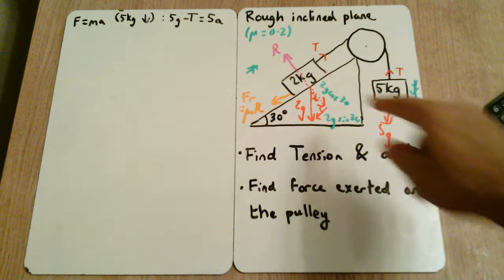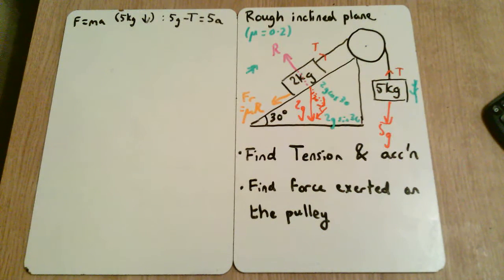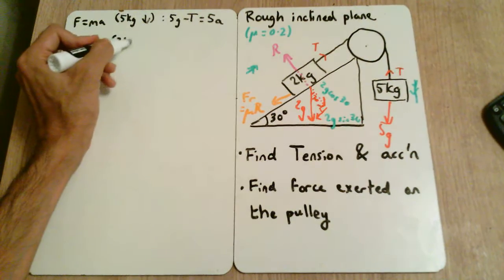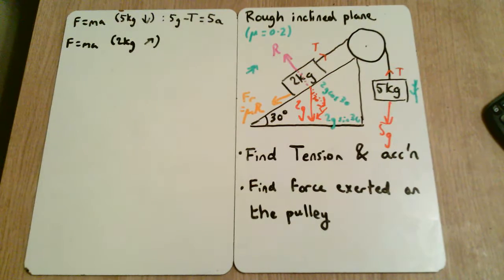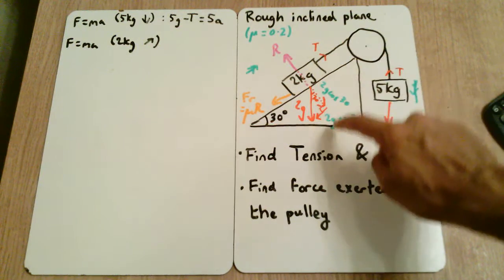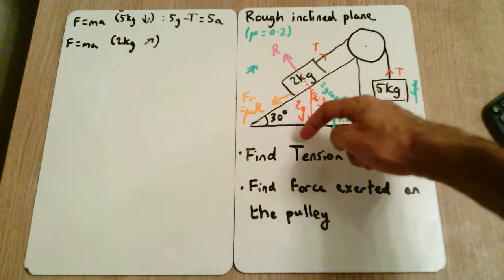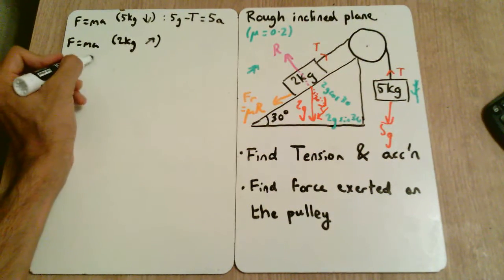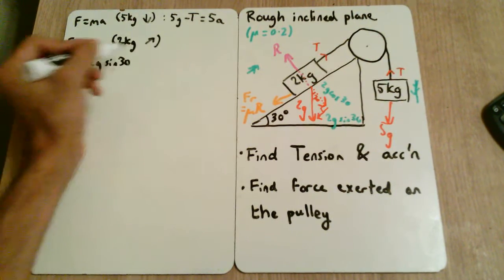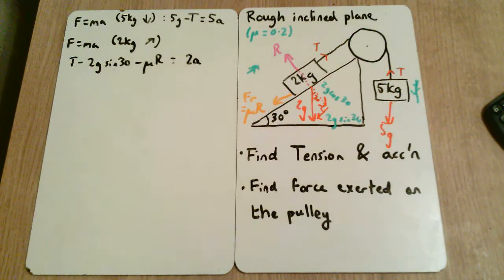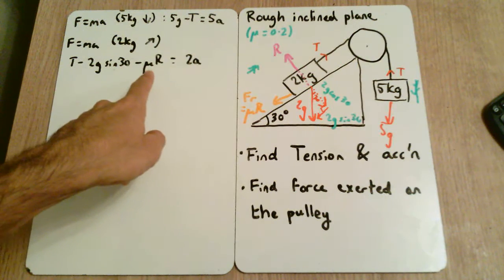In the same way, if we look at the 2 kg block, we have to do F equals ma up the slope. For this, the force going up the slope is the tension, and the forces going down the slope are the weight component of 2g sine 30, because it's acting in that direction, and the friction. So this is going to be T minus 2g sine 30 minus mu R is equal to 2a.